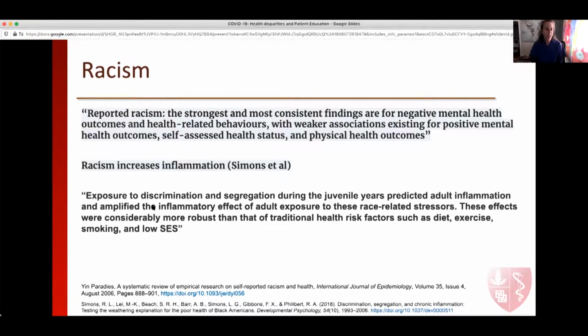And what I want to stress is that the effect of racism was stronger than the effect of other risk factors we always think about, such as diet, exercise, smoking, and low socioeconomic status on people's health. We always, as healthcare workers, talk with people about their diet, their exercise, and don't smoke. But we need to realize that racism is equally or more harmful to their health, and we need to work on that.